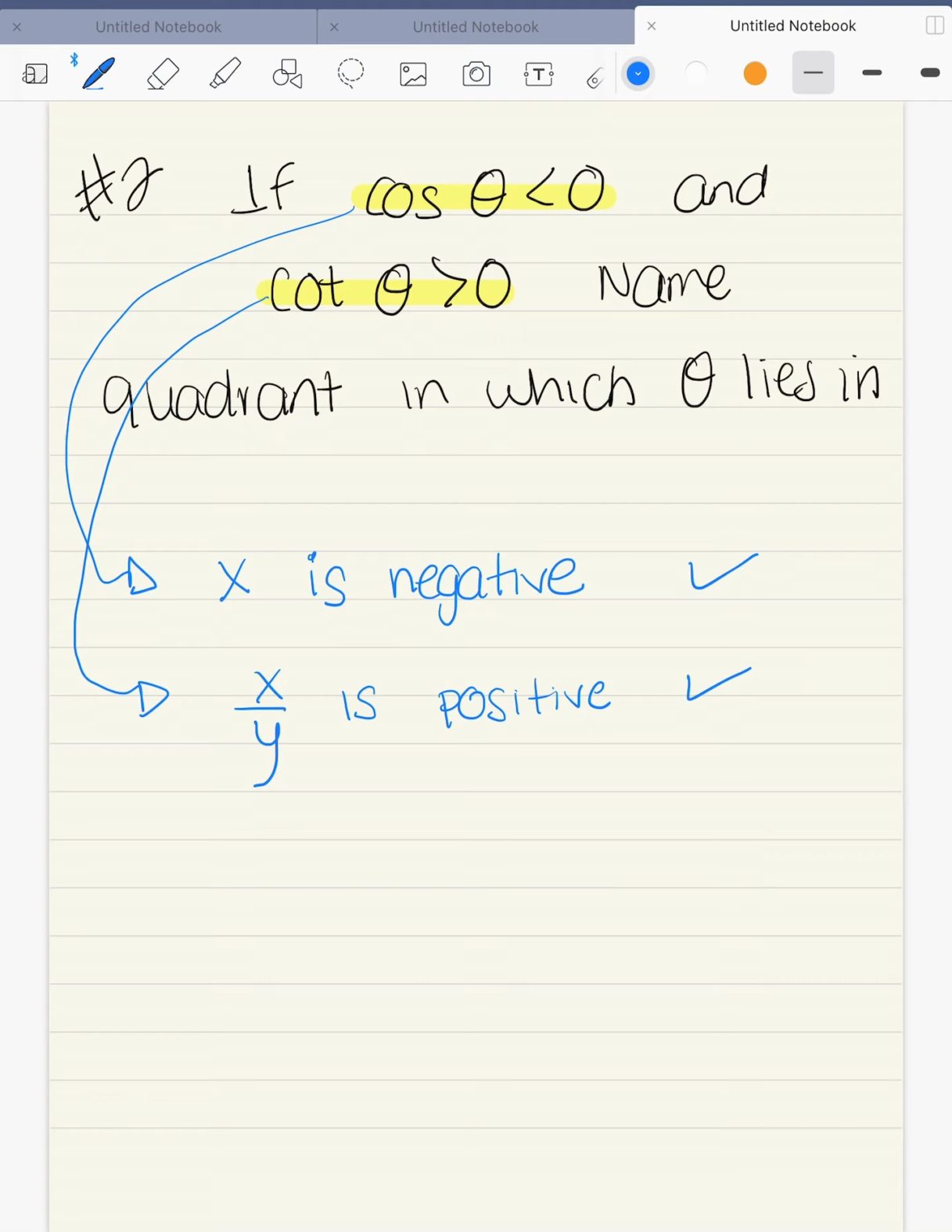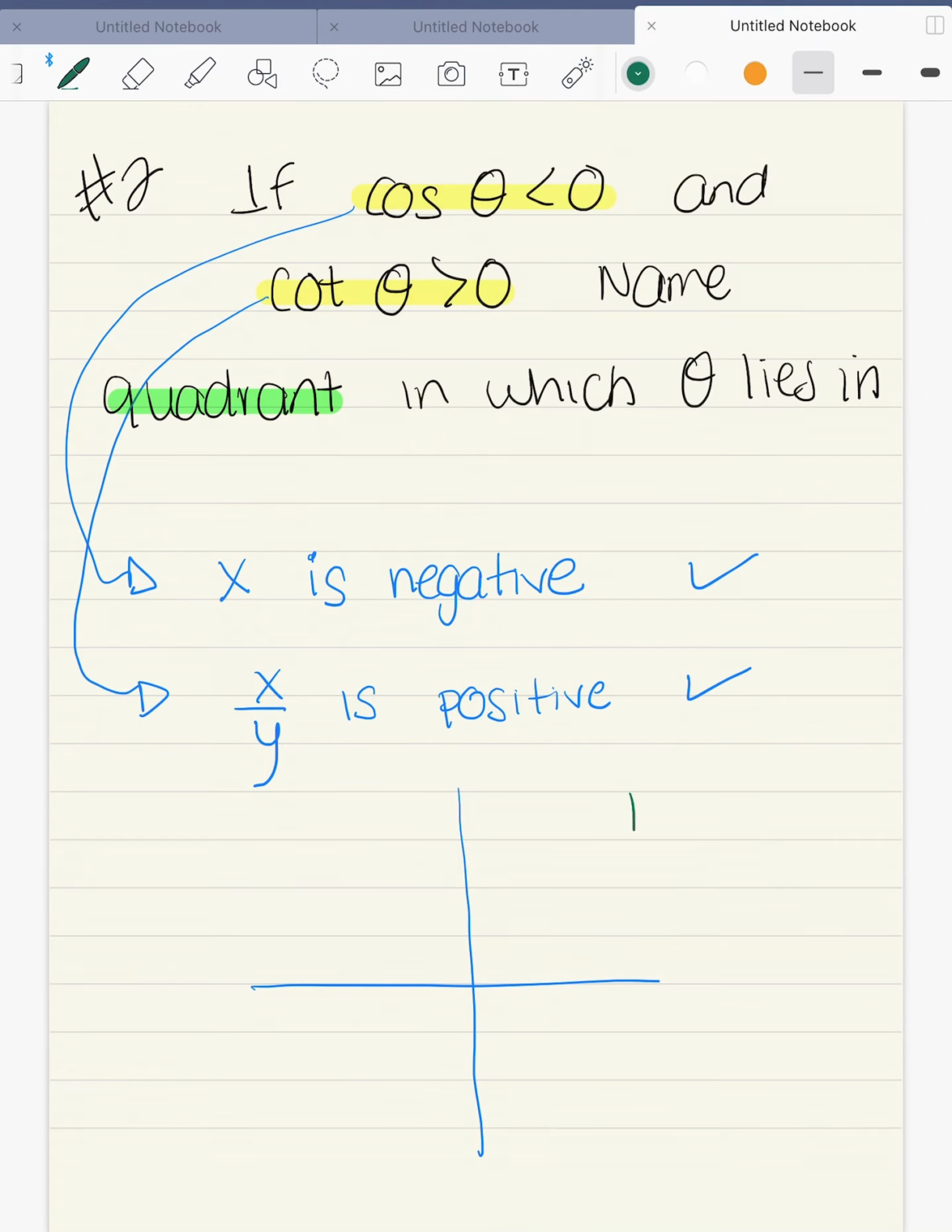Name the quadrant in which the angle theta lies. So I need to do my xy plane. With this information, I can know where my angle is. It is not asking me to actually solve for the angle. It is not asking me to change it to degrees or to find it in radians. It is asking me just to find where it lies, if it lies in quadrant 1, quadrant 2, quadrant 3, or quadrant 4. Where is theta located, knowing that x is negative and x over y is positive?